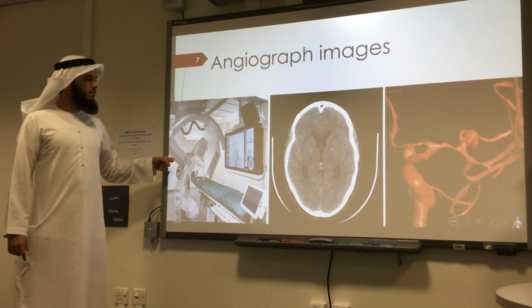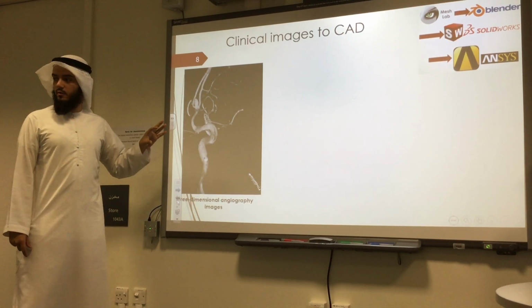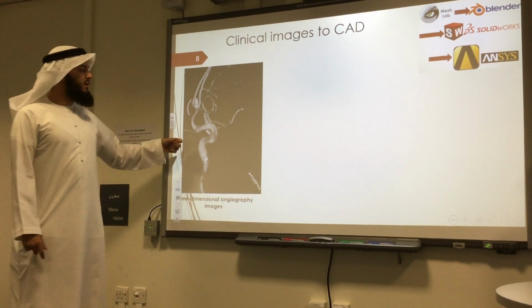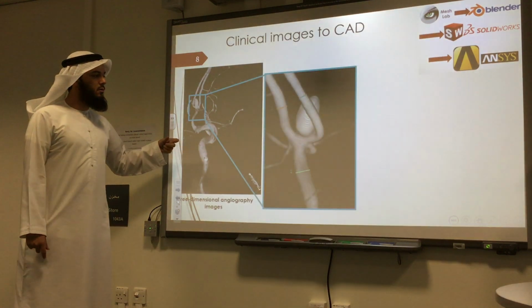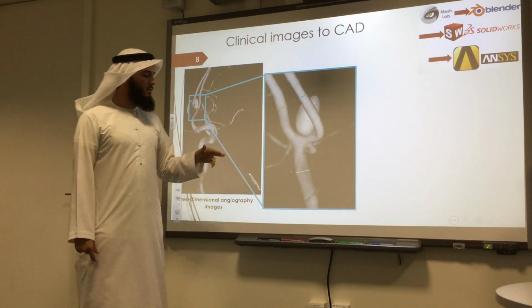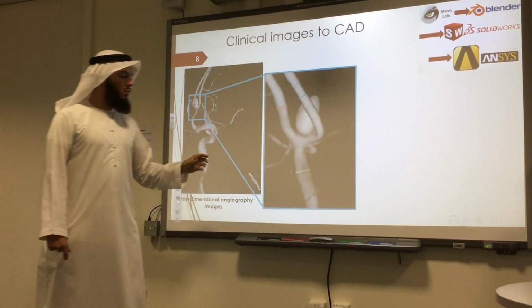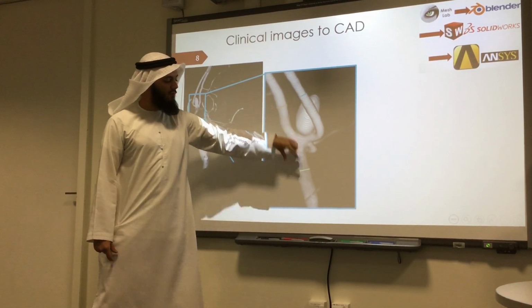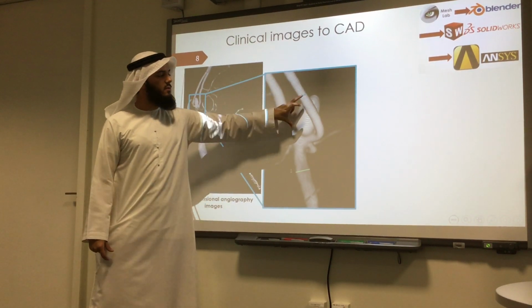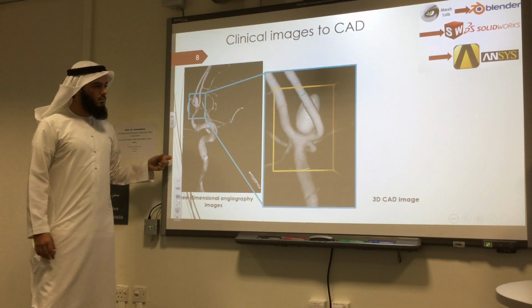After we get the image from the 3D angiography machine, we do something called truncation. Basically, we cut the part that we need. This is the aneurysm, this is the part we need. This is the parent artery, those are the sister arteries. And also we take measurements of the parent artery and the sister arteries and the diameter of the aneurysm. Whatever we want, we can get it.